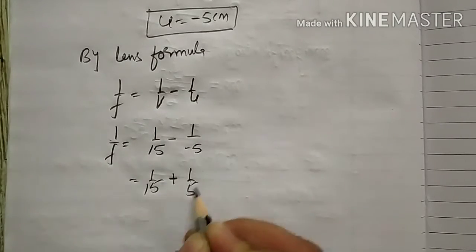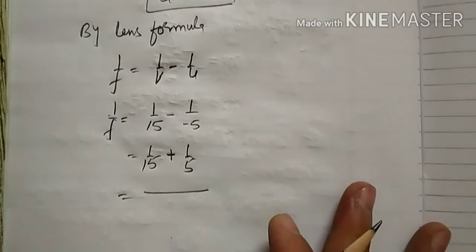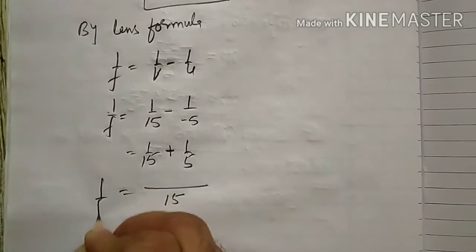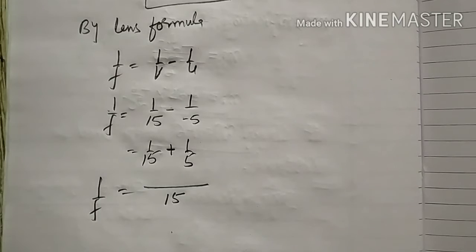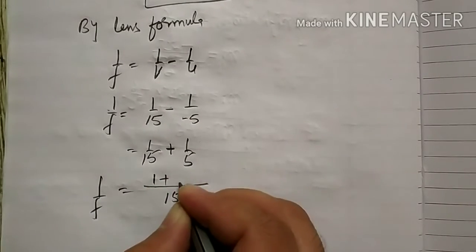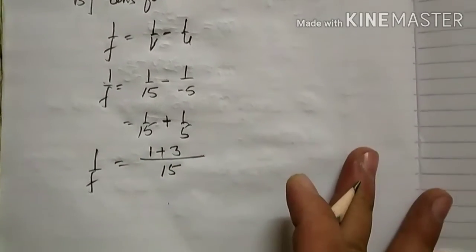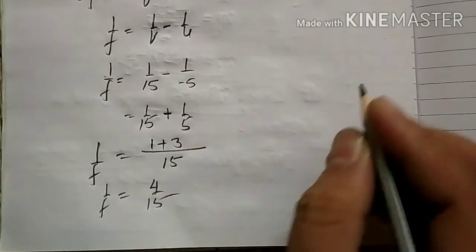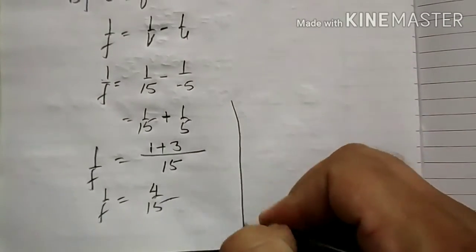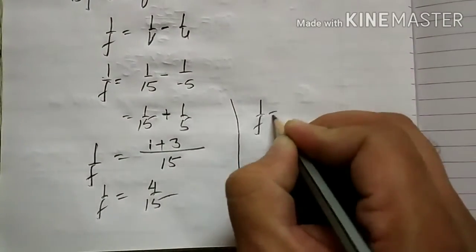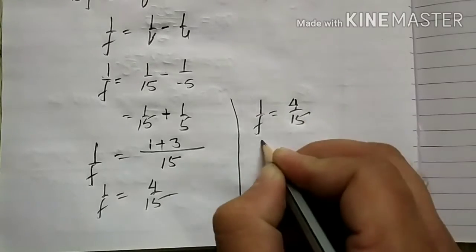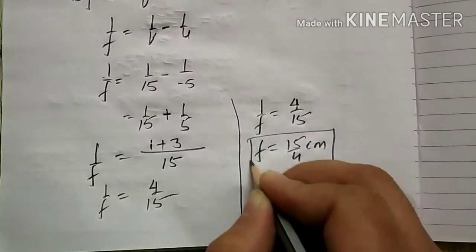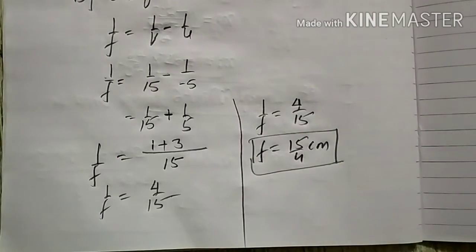So 1 by 5. LCM will be 15. 1 by f. So 15 1 and 15 3. So what will come? 1 by f equals 4 upon 15. I want to write the answer here only. 1 by f equals 4 upon 15. So f equals 15 by 4 centimeter. This is the focal length of the lens.